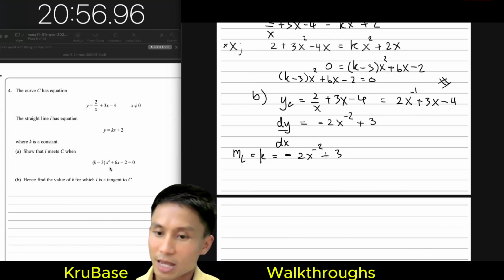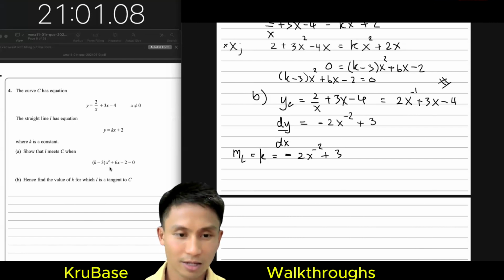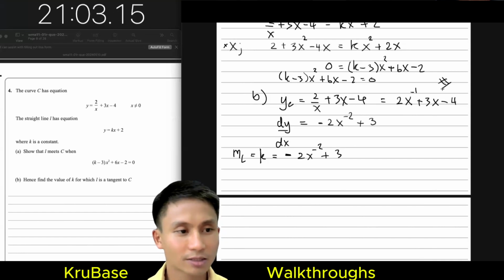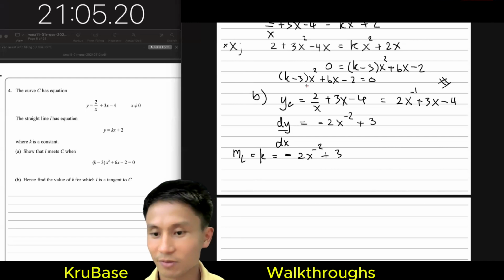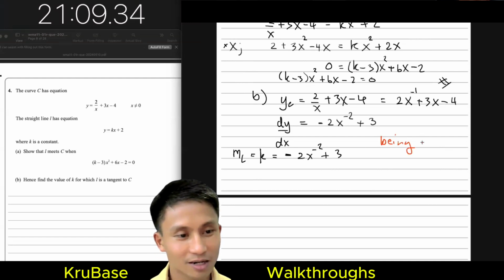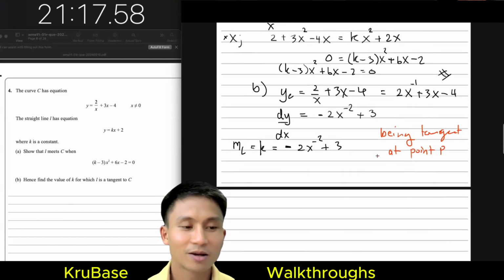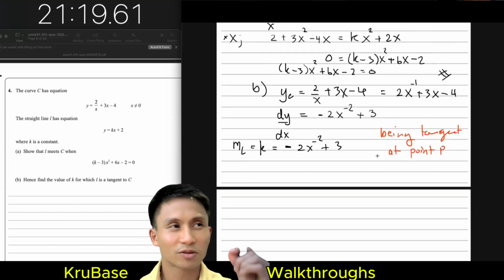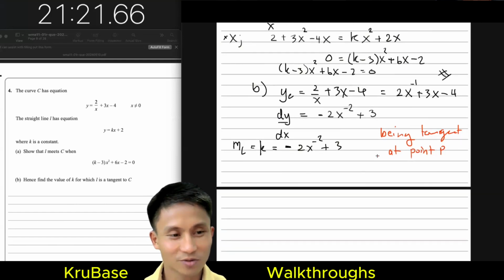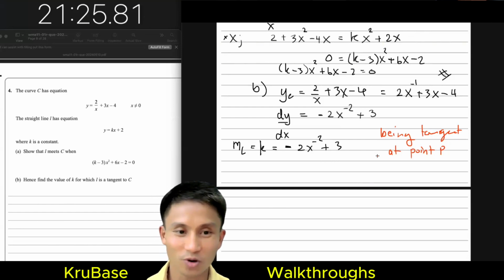So the gradient is K, and there's another point because they do meet, right? Now, okay, so being a tangent, I'm just going to write here at some point, at point P, it means that they both touch, right? So this is the intercept already between the 2 points.